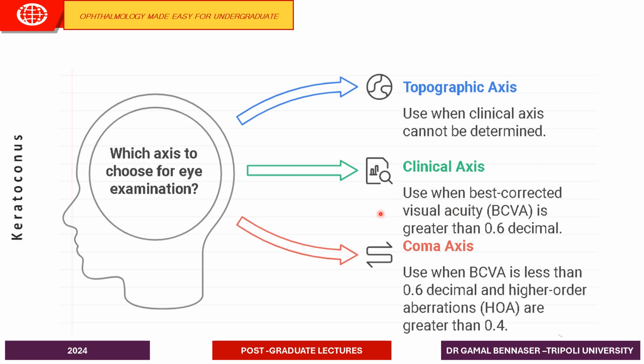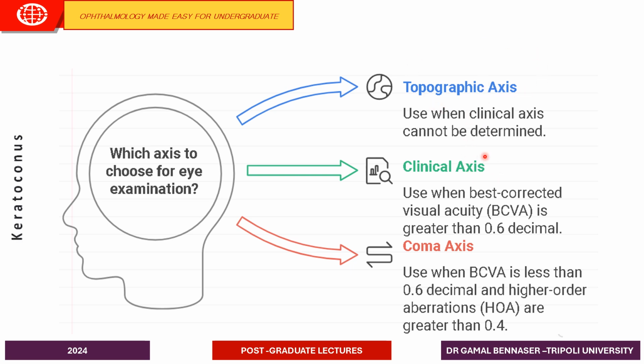However, in the presence of an eccentric cone or paracentral cone, or what is known as the dog type or the snowman type of keratoconus, at that time you had better rely on the coma axis, because you will find a huge discrepancy between the coma axis and the topographic axis. Sometimes they are perpendicular to each other.